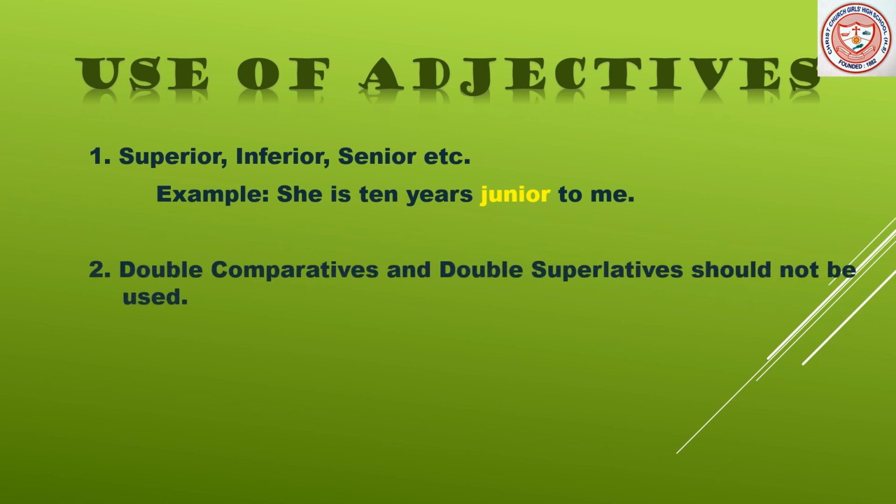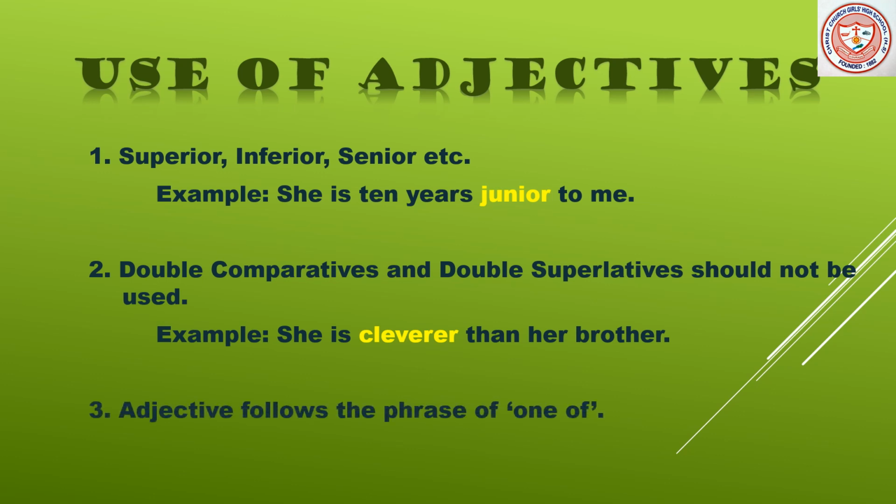Next usage: double comparatives and double superlatives should not be used. Okay, let us go through the example. She is cleverer than her brother. But students, remember one thing: we cannot write like this, she is more cleverer than her brother, because in this rule we have discussed that double comparative cannot be used. Next rule. Number 3. If an adjective follows the phrase one of, it should be in the superlative degree always. Example: she is one of the best girls in our school.